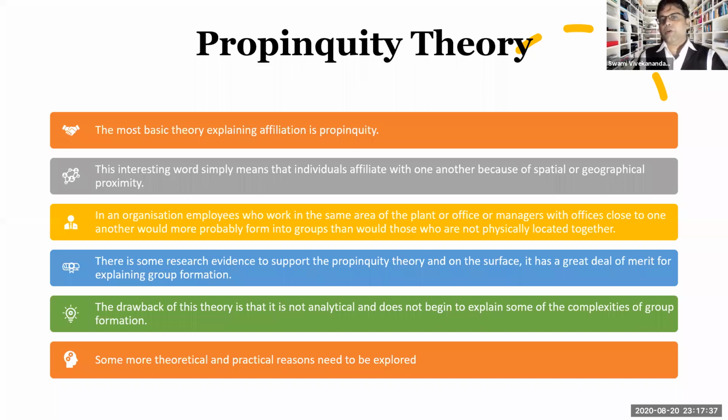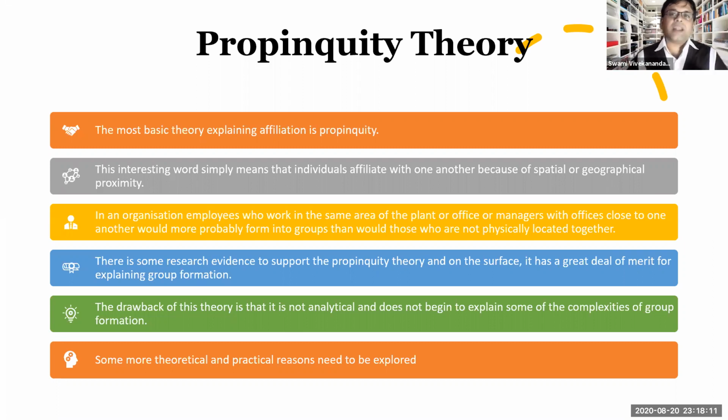Number one is the Propinquity Theory. It's a basic theory, and it basically depends on the proximity of the group members. If our offices or departments are nearby, we have a higher tendency to form a group. We work in nearby offices. I'm working on the first floor, somebody is working on the second floor. I'm working in room number 101, somebody is working in room number 102.